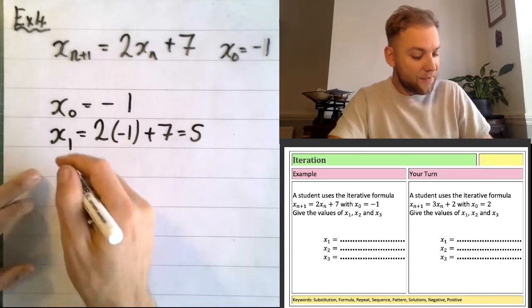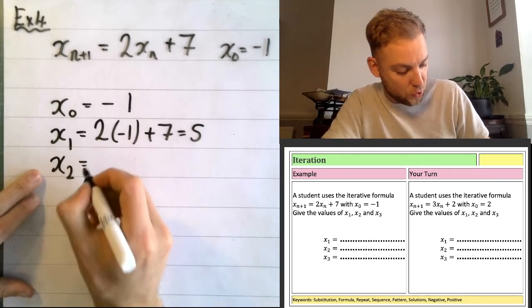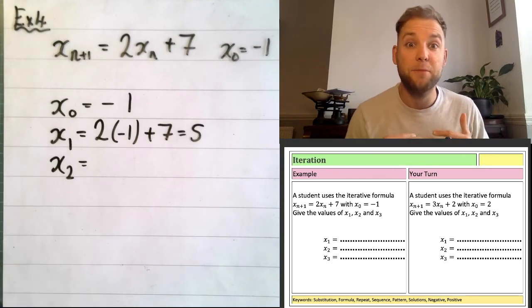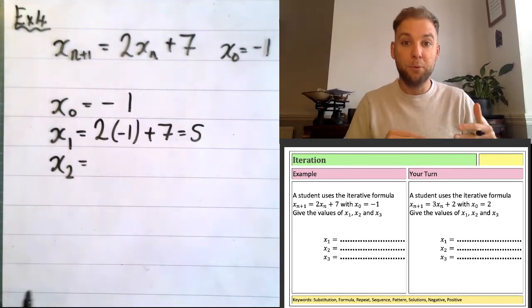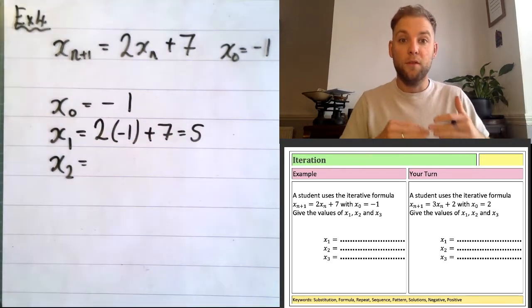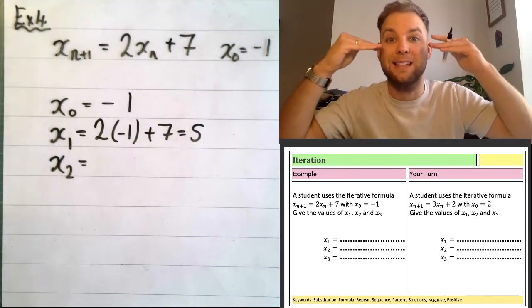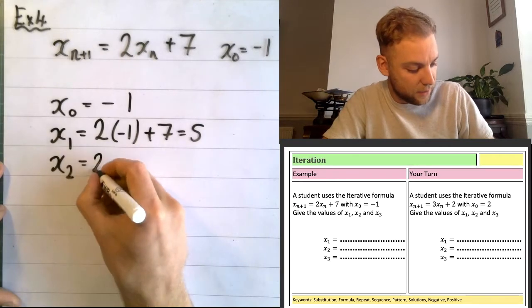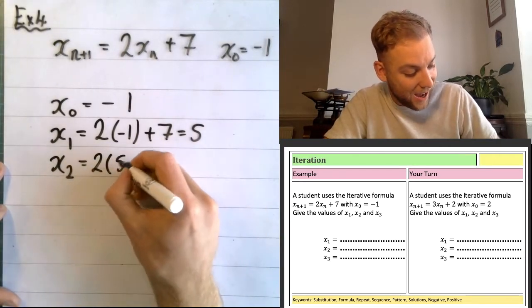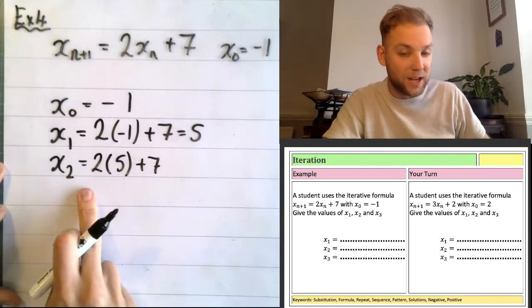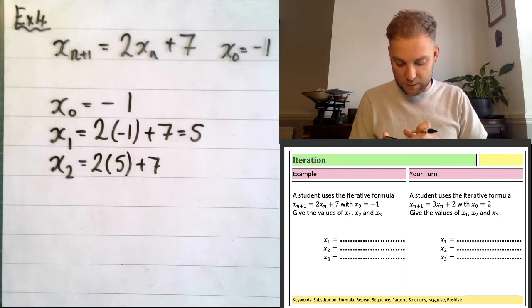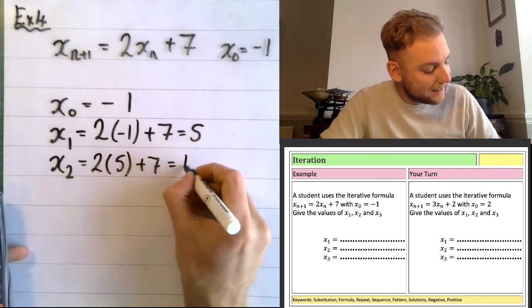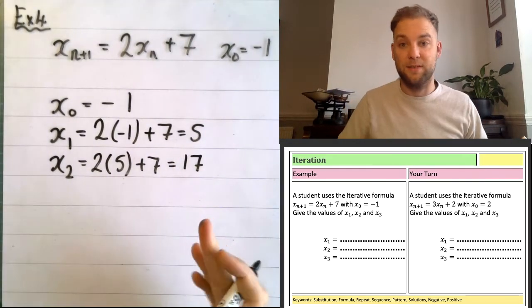Now if I want to work out x of 2, again, I'm changing here because I've just worked out that this is now a different term. My previous term isn't -1 anymore. For x of 2, my previous term is 5. So it's going to be 2 times 5 plus 7, so 2 times my previous term plus 7. So 2 times 5 plus 7 is equal to 17. So x of 2 is 17.